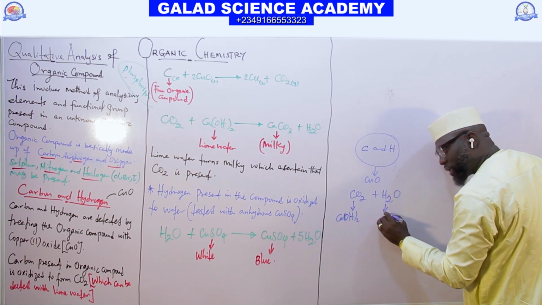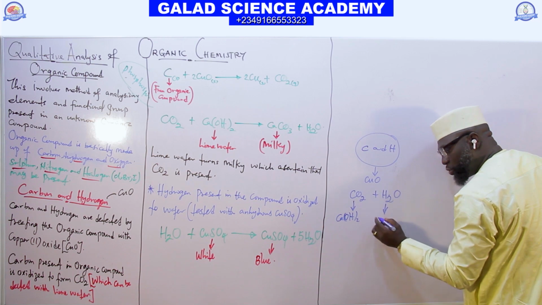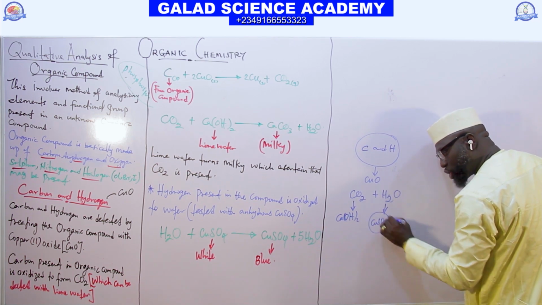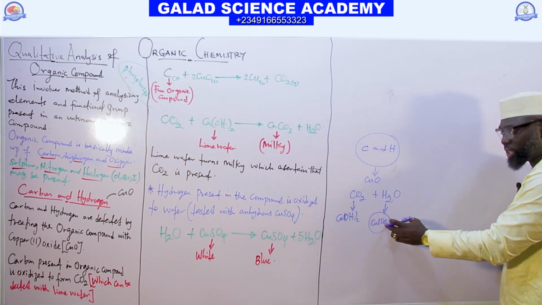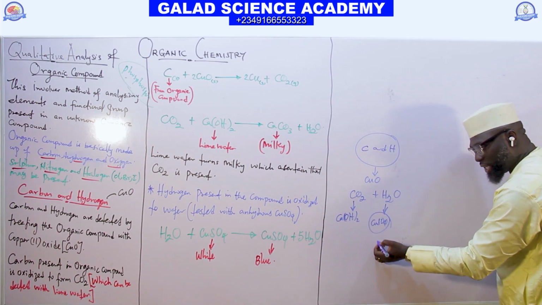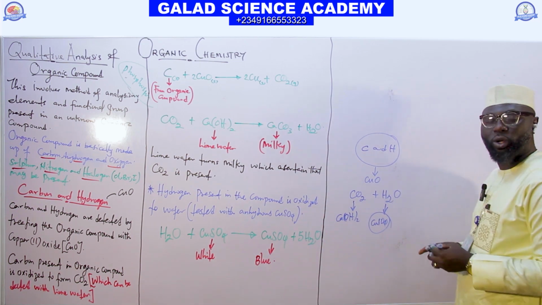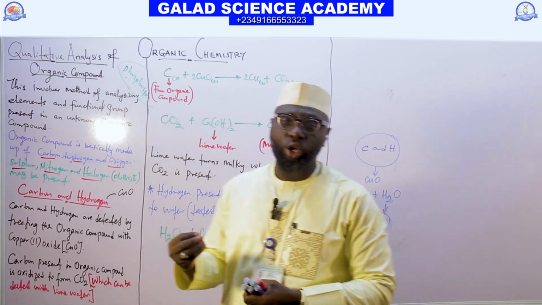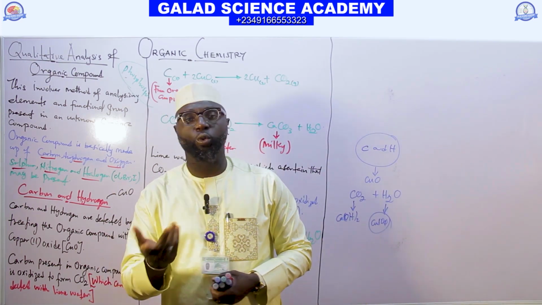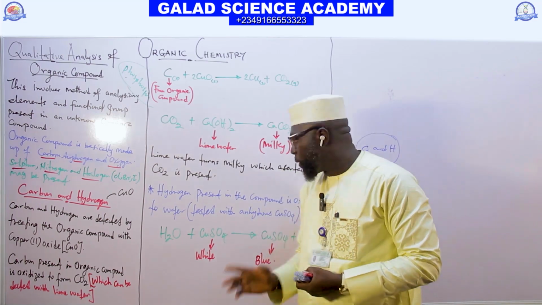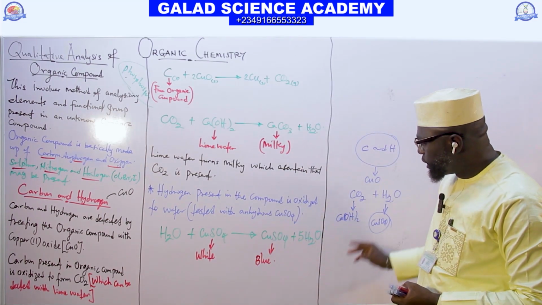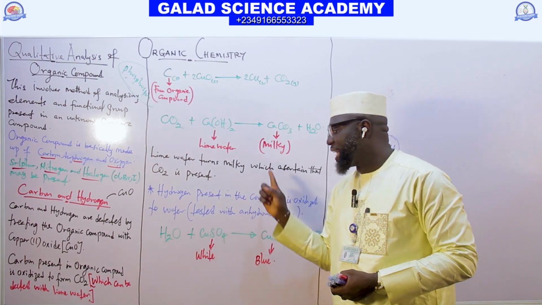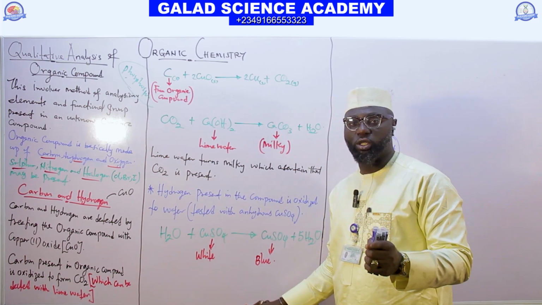For the presence of water, we use anhydrous copper sulfate, a salt of copper sulfate without water. The color of this salt is white. When it reacts with water, it will change to blue. Or we can use anhydrous cobalt 2 chloride, which changes from blue to pink. So that is the confirmatory test for presence of carbon and hydrogen in organic compound.